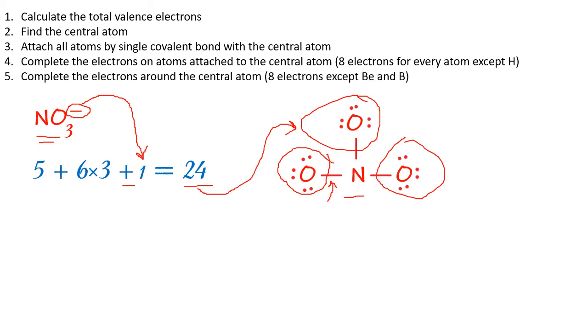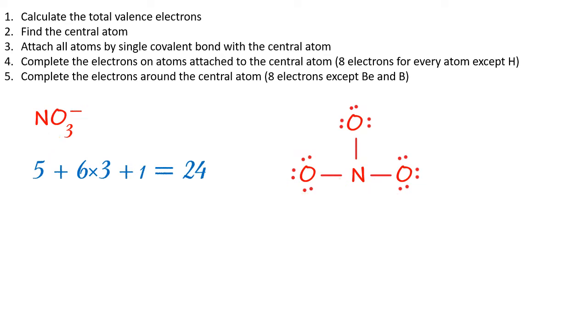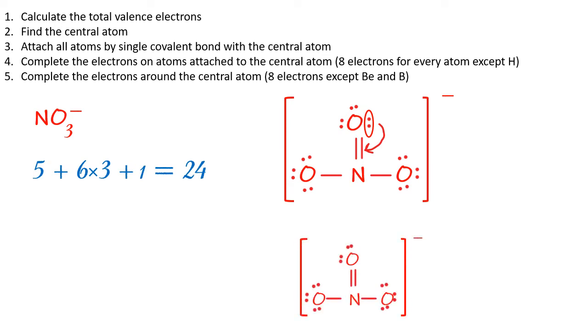Now check the central atom. How many electrons in the central atom? Now 2 plus 2 plus 2, total 6 electrons in nitrogen. It means this nitrogen atom still needs 2 more electrons. But we don't have an extra electron here. What should we do? One oxygen atom shares 2 electrons to make a covalent bond with nitrogen. So the actual structure will be like this.